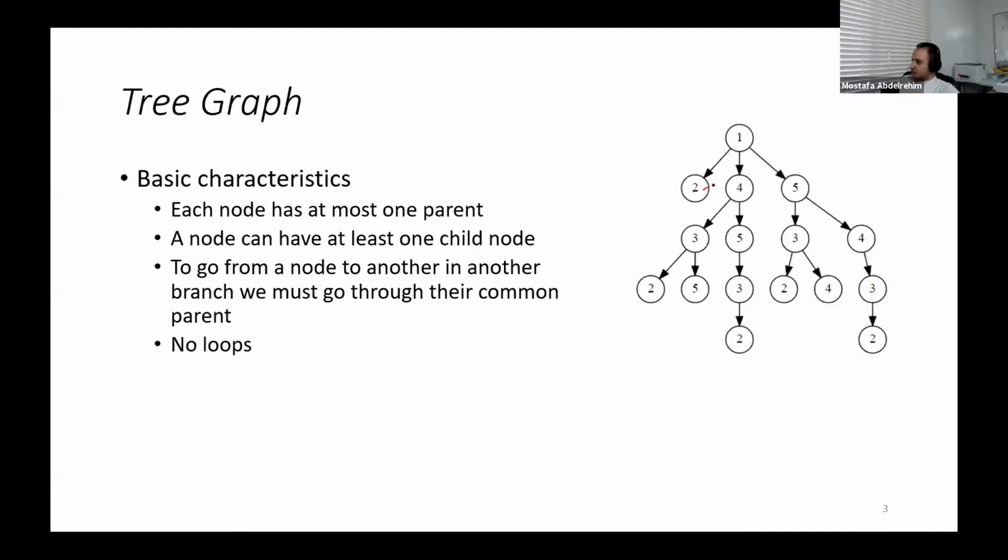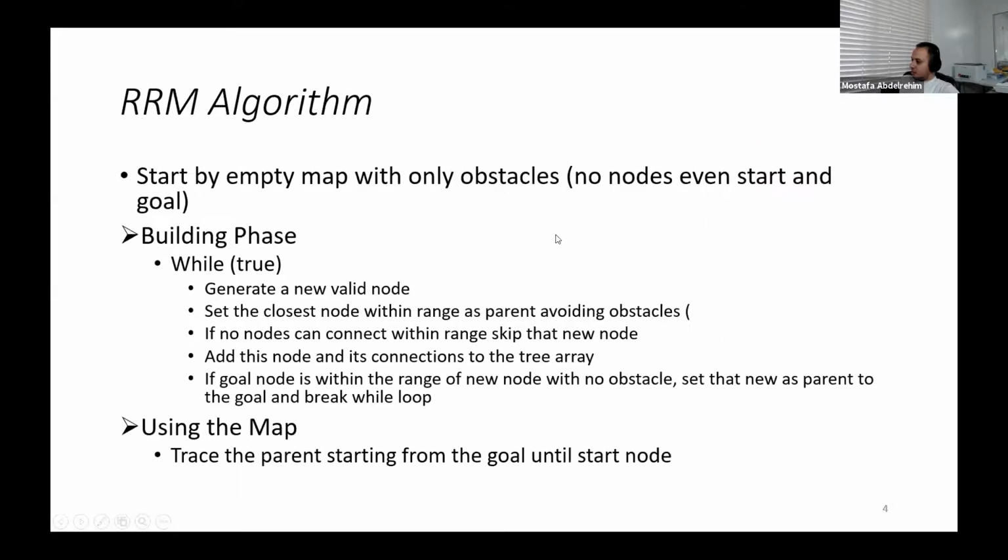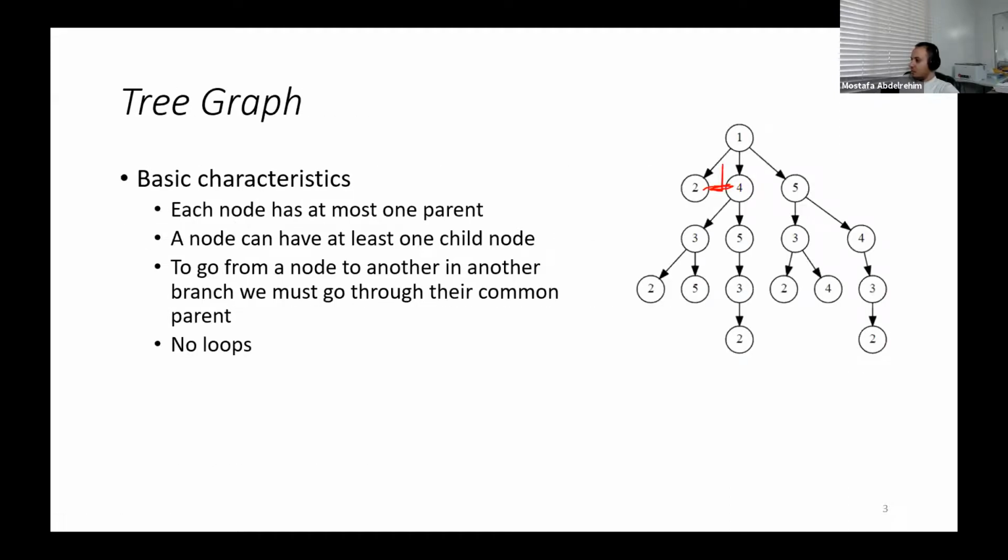So if there is an edge between 2 and 4, oops, there is no control Z. Anyways, if there is an edge between 2 and 4, then this is not a tree, because you have a cycle here. Okay, a loop, closed loop.